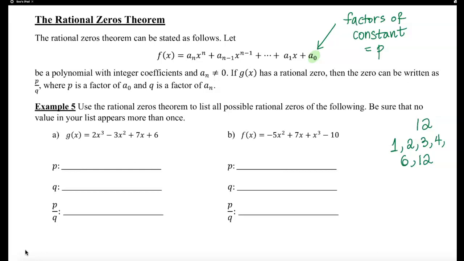Some numbers, like some prime numbers, will only have two factors. If you have 17, the two factors will just be 1 and 17. But if you have a composite number, you may have more factors. When we say P in the rational zeros theorem, we're just talking about numbers that divide the constant evenly. Another thing that we should look at is the leading coefficient, and we're going to call its factors Q.